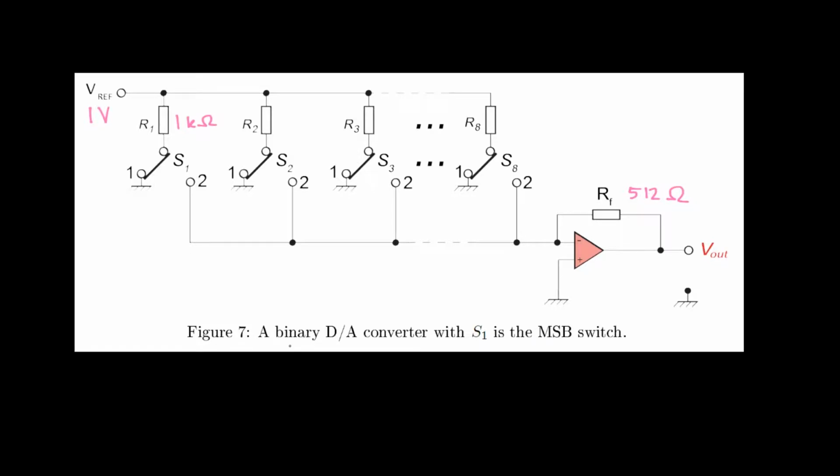And the caption here tells us that this is a binary DA converter, meaning that every consecutive resistance will have double the resistance of the previous resistor. So R2 will be 2 kilo ohms, R3 will be 4 kilo ohms, and R8 will be 128 kilo ohms. In this question we're going to examine the output for the most significant bit, so the only closed switch will be switch 1, so this connection will exist. All other switches will remain in their current position connected to ground.